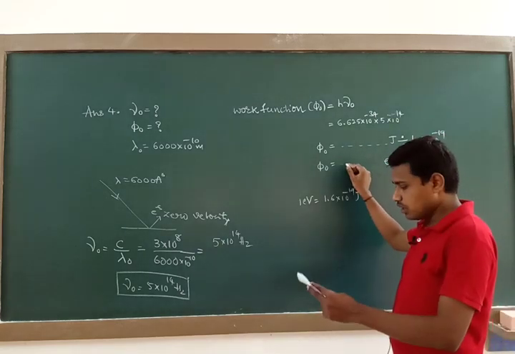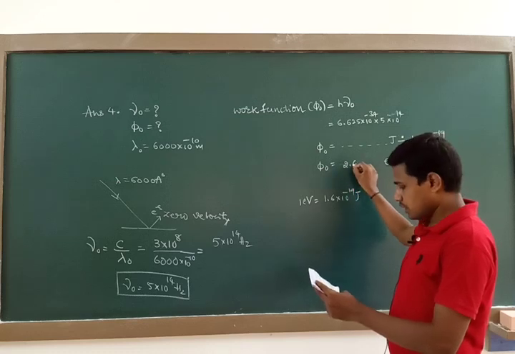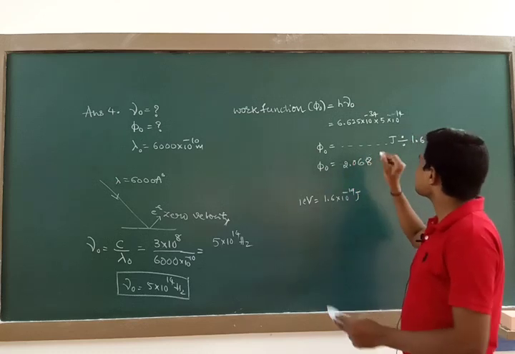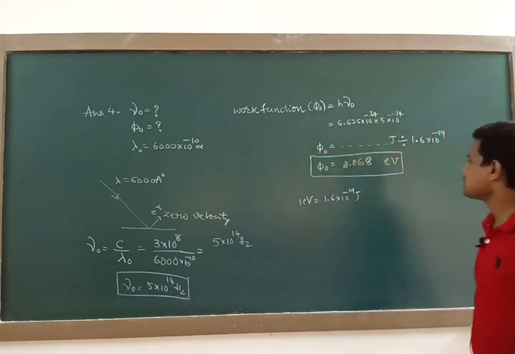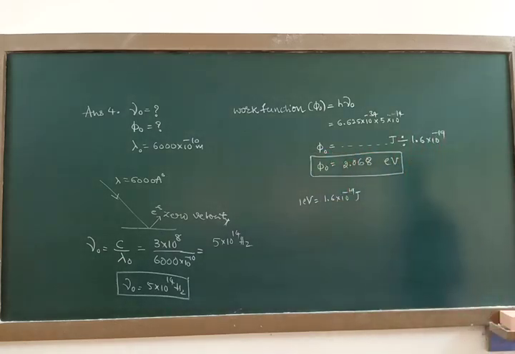That value will be 2.068. The work function is 2.068 electron volt.